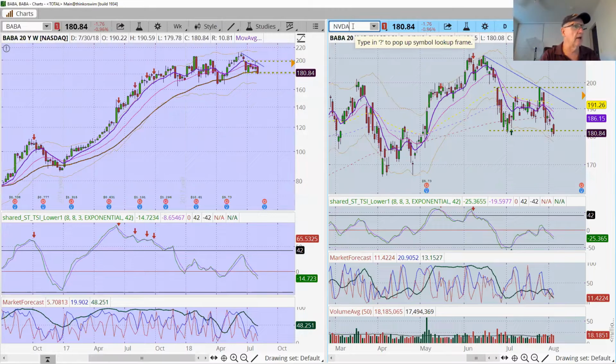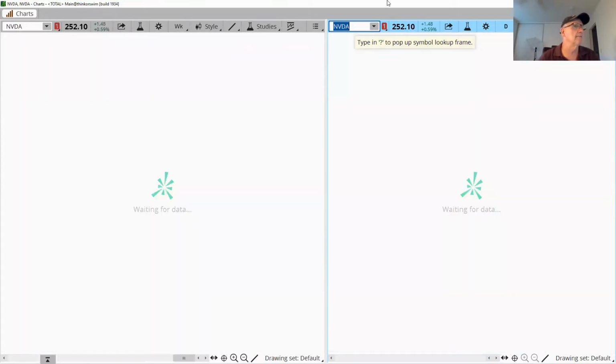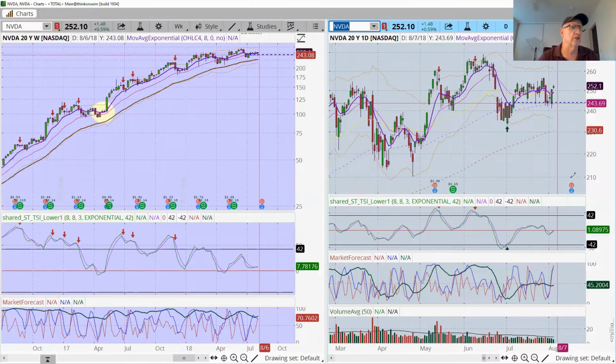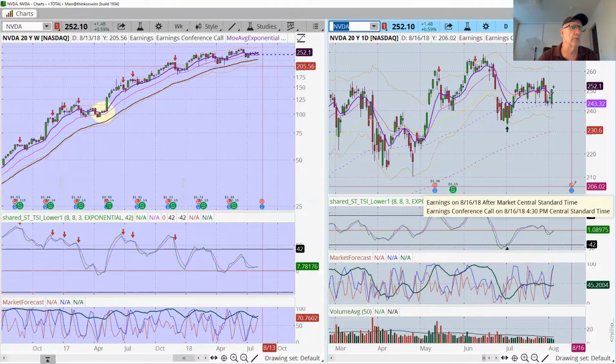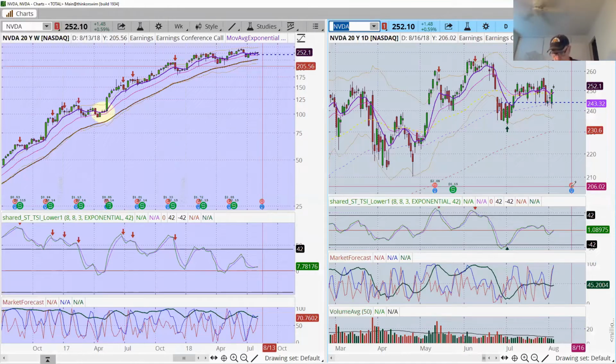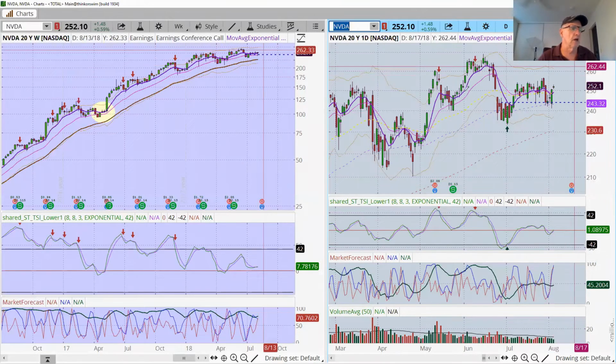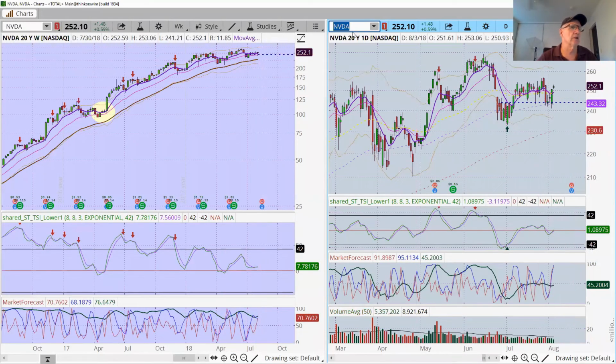The other one to keep my eye on is NVDA. Now, NVDA looks like it could be a little more promising. It has earnings coming up on the 16th, which is a week after this one, so it's almost 2 weeks away. And the 16th is on a Thursday, and it's after market close, AMC. So we'll be paying attention to NVDA because it looks like it's starting to turn around.